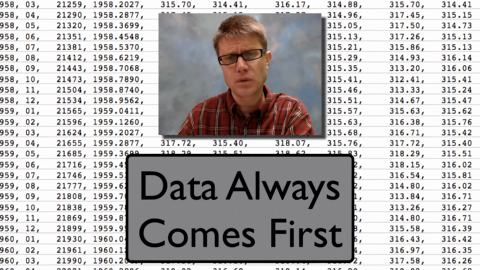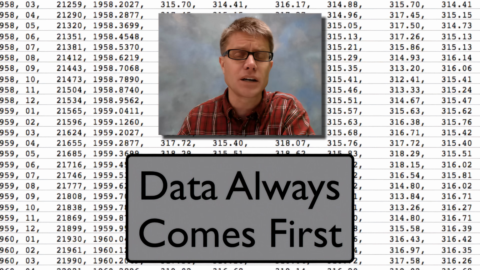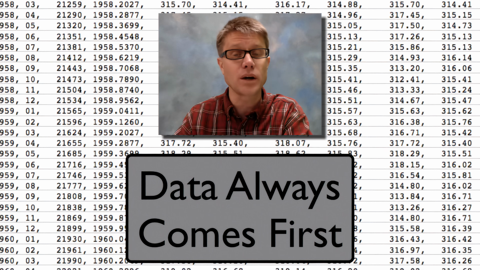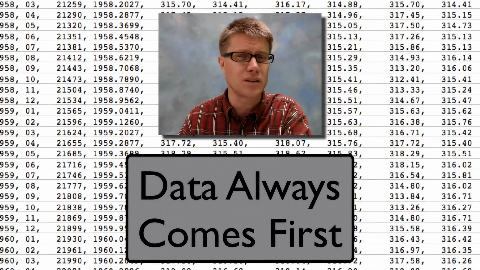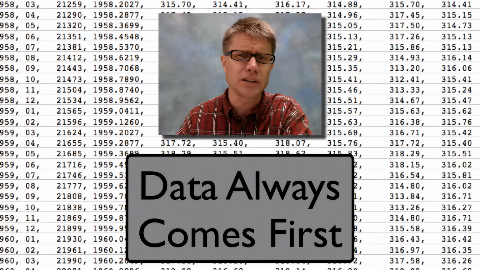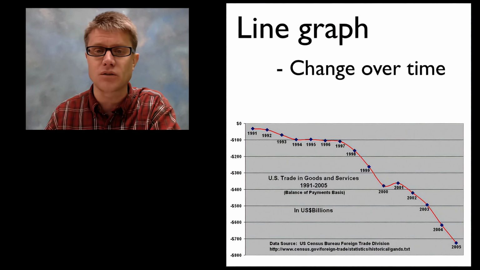And so the reason it's important that you know and can identify the different graph types is that as a scientist, you're going to collect data, and then you're going to have to choose what graph you're going to use. In other words, the data always comes first, and then you've got to figure out what graph you're going to use. And so let's talk about 5 different types of graphs.